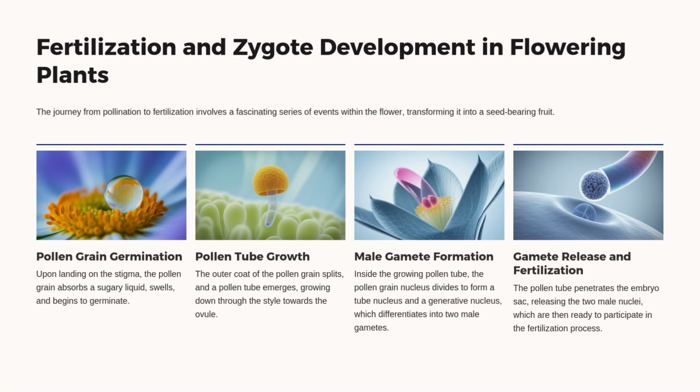Male gamete formation. Inside the growing pollen tube, the pollen grain nucleus divides to form a tube nucleus and a generative nucleus, which differentiates into two male gametes. Gamete release and fertilization. The pollen tube penetrates the embryo sac, releasing the two male nuclei, which are then ready to participate in the fertilization process.